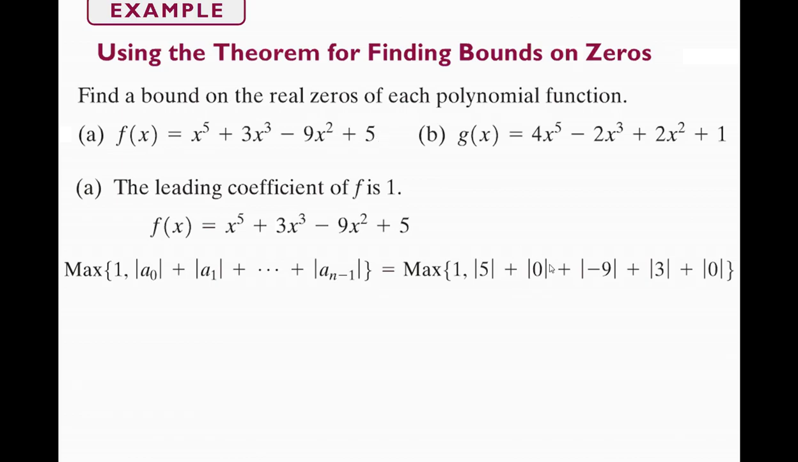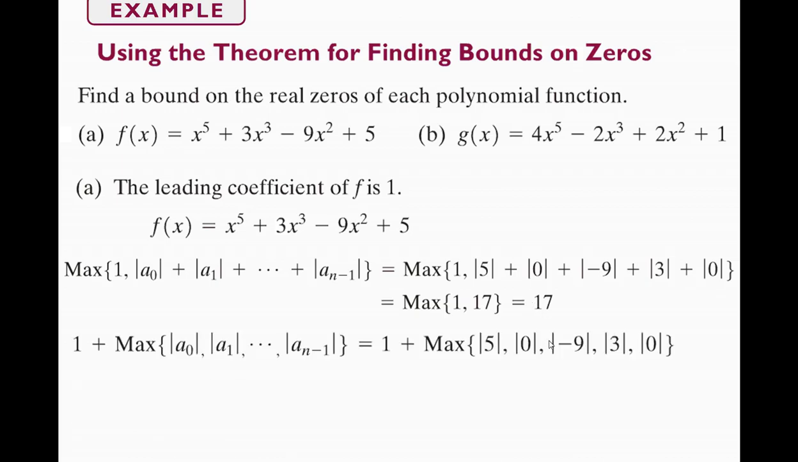And if you notice, I am missing an x term, so that becomes a 0. And an x term and a fourth, x to the 4th term, so those two are zeros. So if you look, what is the max value of 1 and 17? And the answer is 17. So that is one of our bounds on our zero.